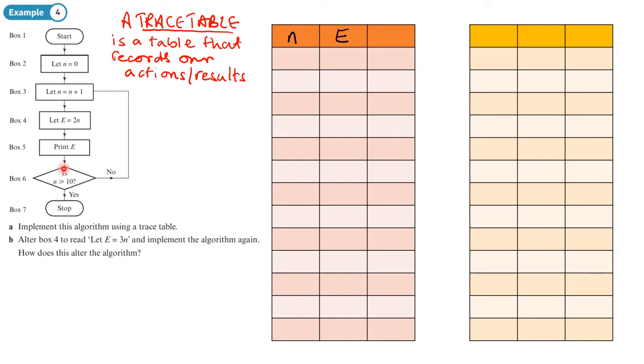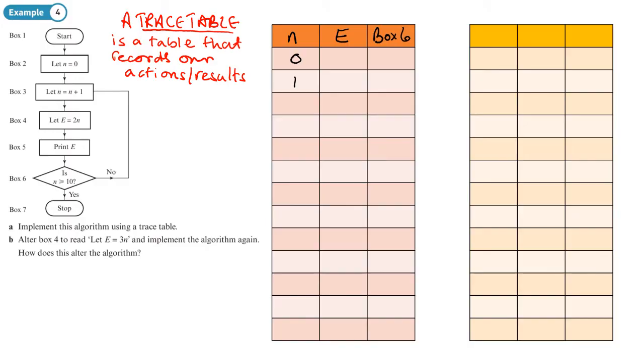And then I also need to record the results of any decisions that I make. So this column here is just going to have yes or no's in it, depending on the decision we make when we get to box 6. Okay, right, so let's go through this. It starts by saying let n equal 0. So that's box number 2. And we move to box number 3, let n equal n plus 1. So that's got to go in the next row. Let e equal 2 times n. So that will be 2 times 1. So that's 2, e is 2.